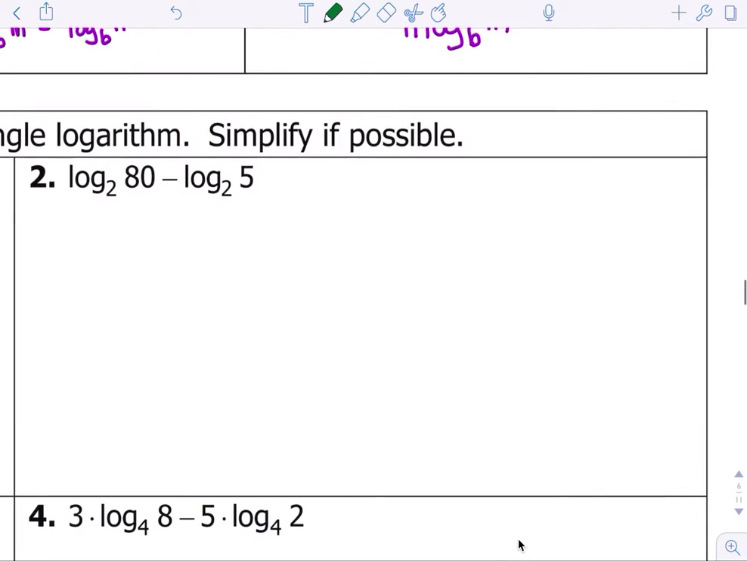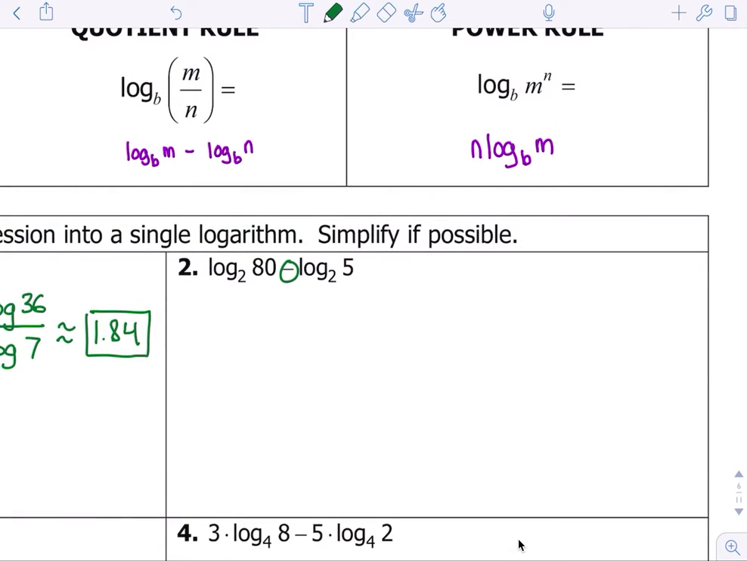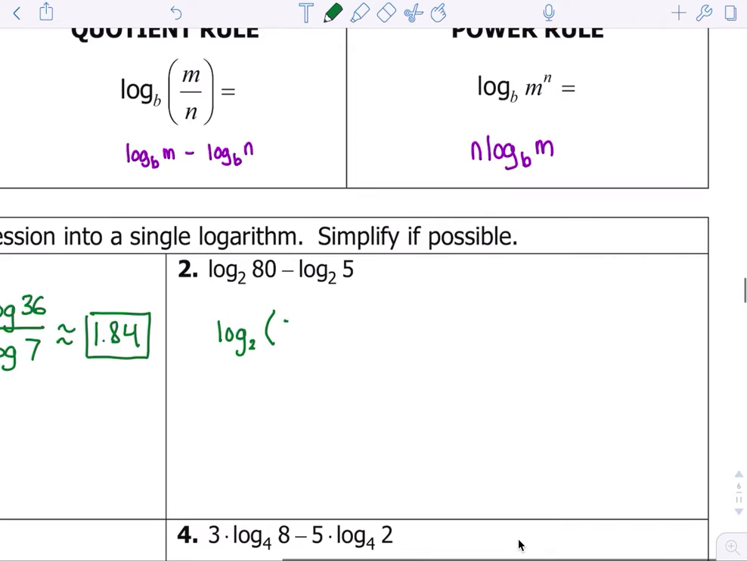All right, number 2. So they have the same log and base. That's good. And look, there's a subtraction sign in between. So that means we're going to do the quotient rule. So log base 2. Now when you condense it, when it's subtraction, it's this one divided by that one. So log base 2 of 80 divided by 5, which is 16.